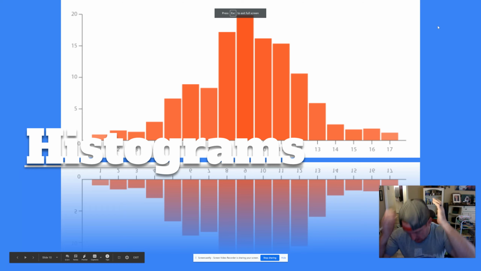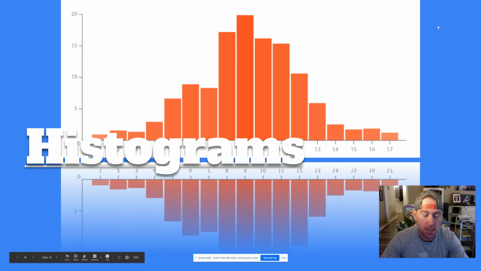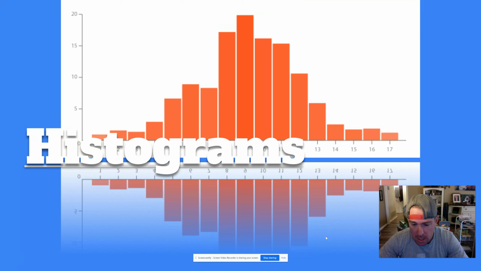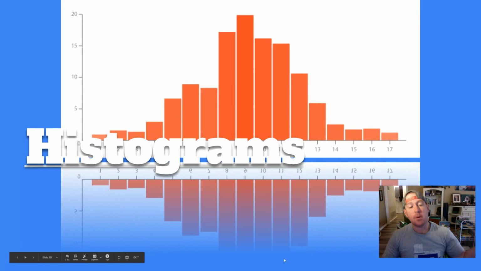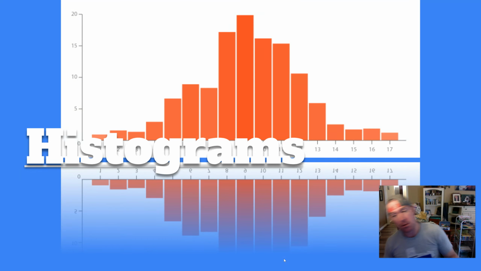All right, so we just looked at scatter plots and we saw how scatter plots help us see relationships between two variables. Now we're going to check out histograms, and we're going to learn a little bit about the statistical model of histograms and how they can help us understand data a little bit better.